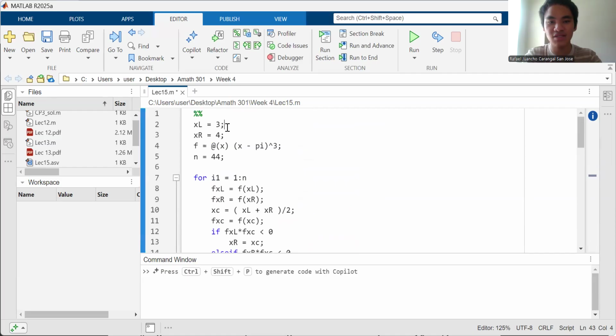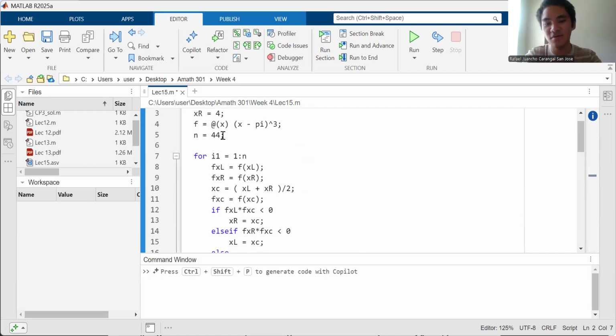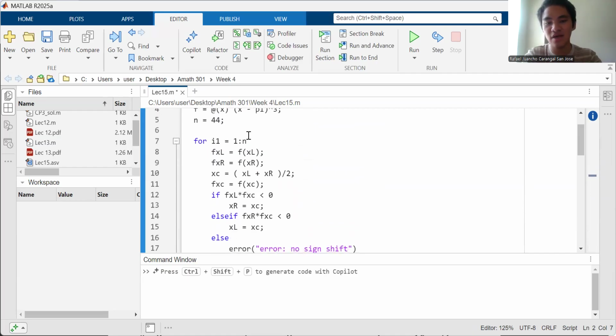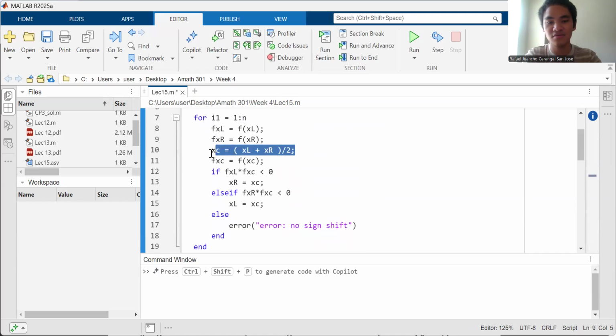So the idea here is we get this XL value, we get this XR, we have this particular function, we have n equals 44. We do it all the way to n iterations. We put these in a function. We have our center. We put that as well in a function.